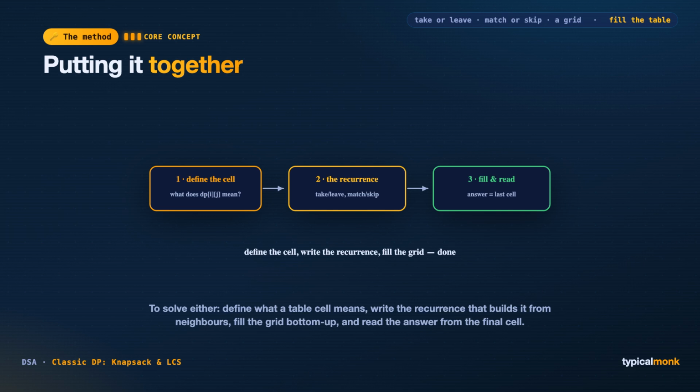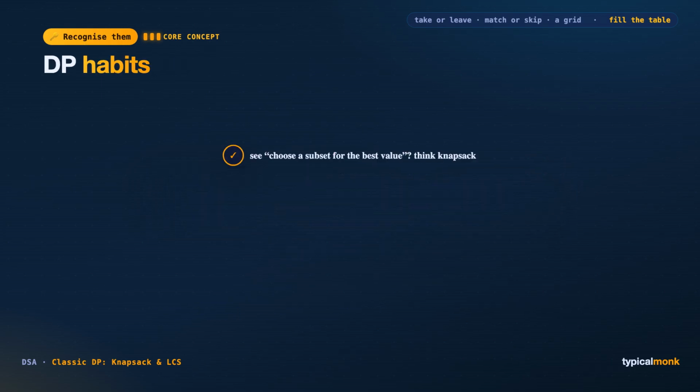So the takeaway: apply one recipe to both. Define precisely what a table cell means, the crucial, hardest step. Write the recurrence that builds a cell from its neighbors, plus the base cases. Then fill the grid from the edges to the corner and read the answer there. Knapsack and LCS followed this identical method, and so do a huge range of other problems. Before we recap, let us build the instinct that matters most in practice, recognizing when a new problem is one of these classics in disguise.